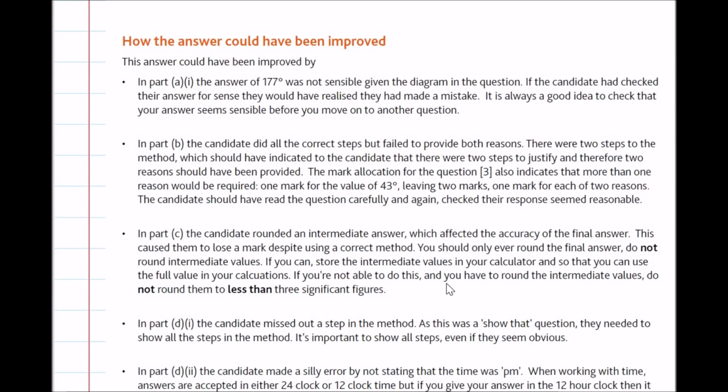How the answer could have been improved. This is the examiner's suggestion. In part A1, the answer of 177 degrees was not sensible given the diagram in the question. If the candidate had checked their answer for sense, they would have realized they had made a mistake. It is always a good idea to check that your answer seems sensible before you move on to another question. See, in the diagram, you can see that the answer should be an acute angle, but the answer he got is an obtuse angle. So he should have said that it is not sensible.